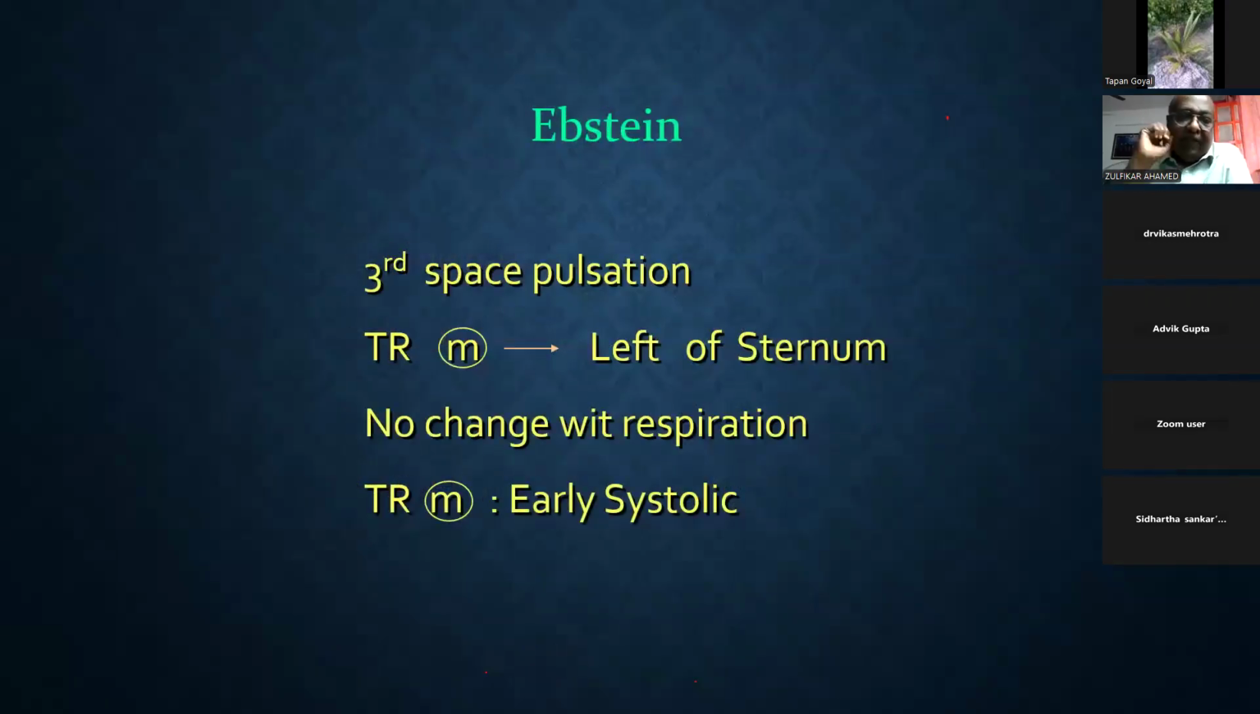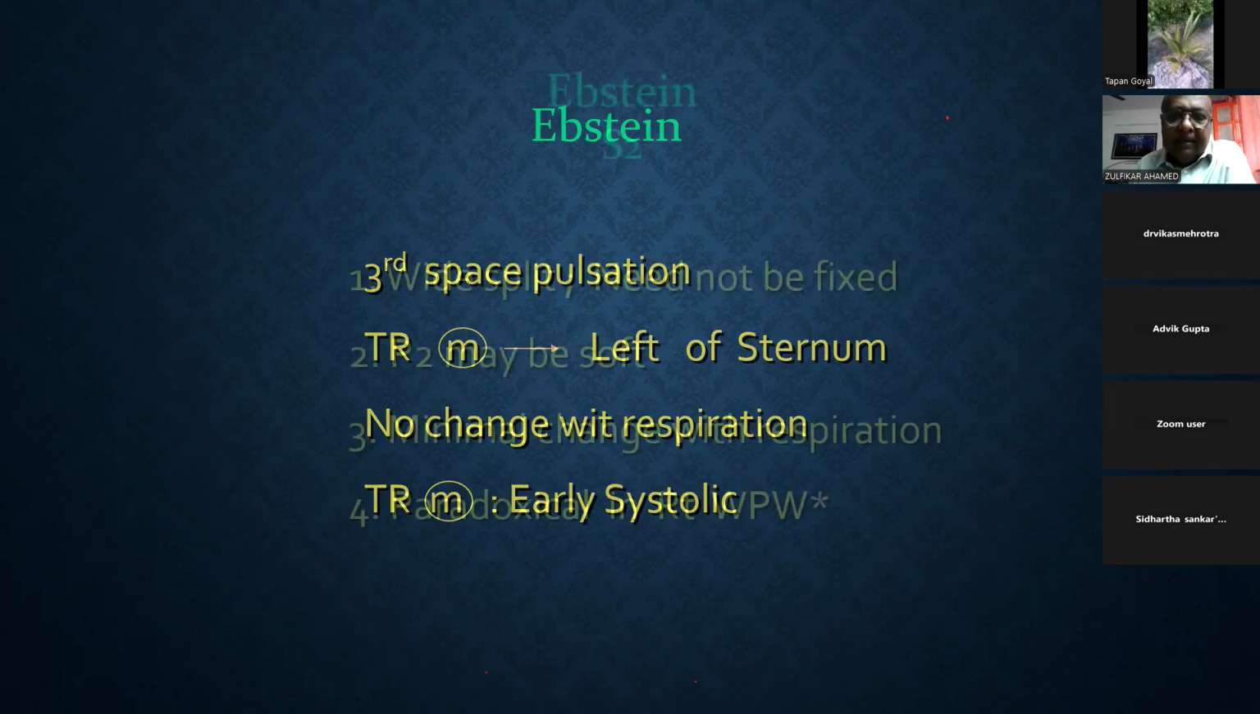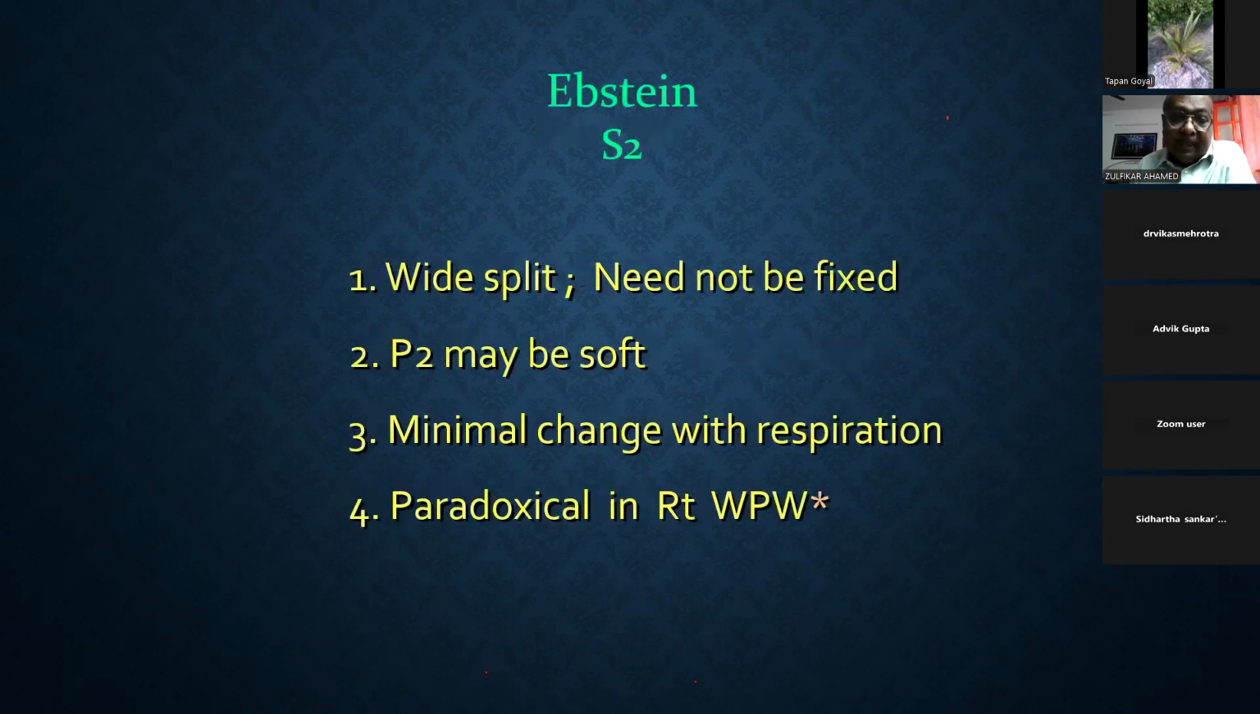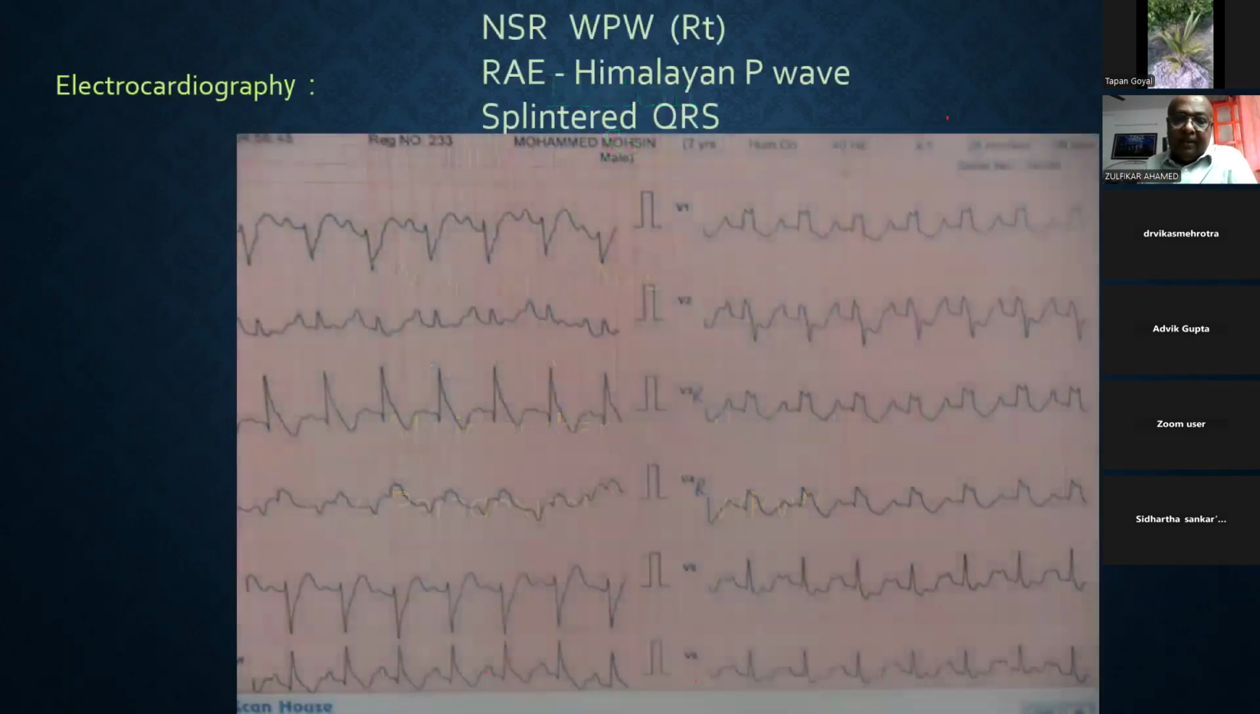And a very important finding in an Epstein anomaly would be the third space pulsation, because basically in clinical cardiology, there are only two conditions that have a third space pulsation, Epstein anomaly, and a right ventricular endomyocardial fibrosis, which is practically unknown nowadays. Very, very important. And the second sound will be split. So this is one of those conditions where you have a split second sound in a cyanotic congenital heart disease.